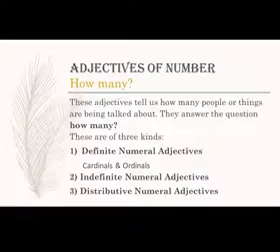So, adjectives of number tell us how many people or things are being talked about, and they answer the question, how many? We have three kinds of adjectives of number. First one is definite numeral adjectives, which is further divided into cardinals and ordinals. The second one is indefinite numeral adjectives. And the last one is distributive numeral adjectives. Let's study these kinds in detail now.